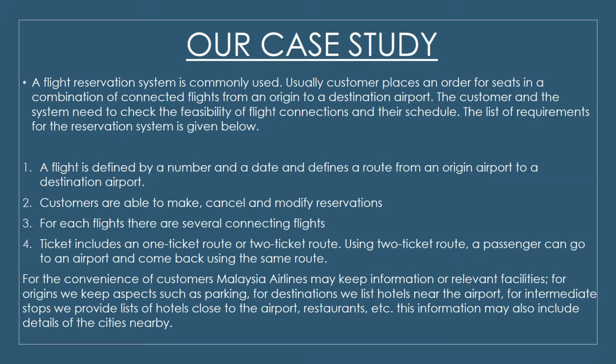For convenience of customers, Malaysia Airlines may keep information on relevant facilities. For origins, we keep aspects such as parking. For destination, we list hotels near the airport. For the intermediate stop, we provide lists of hotels close to the airport, restaurant, etc. This information may also include details of the city nearby.